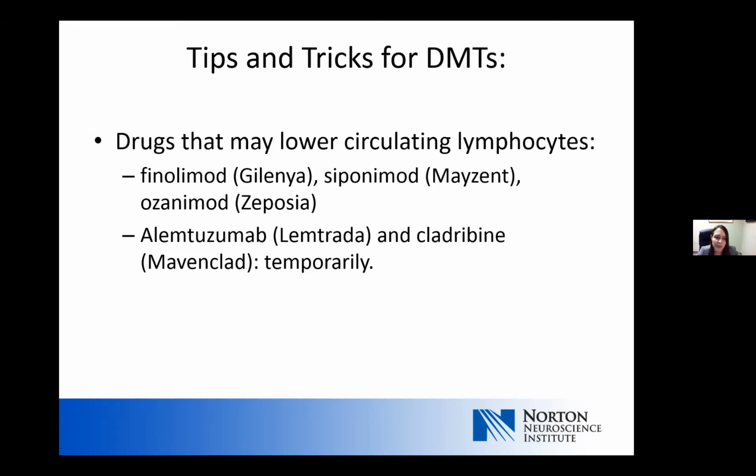So the S1P receptor modulators, that's how they work. They work by trapping the lymphocytes inside of the lymph nodes. All right. So they do that for the duration of treatment. So patients should have a little bit of lymphopenia during the whole duration of treatment. And then the immune reconstitution therapies like alemtuzumab and cladribine temporarily decrease the lymphocyte counts.